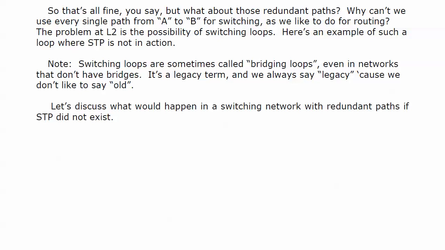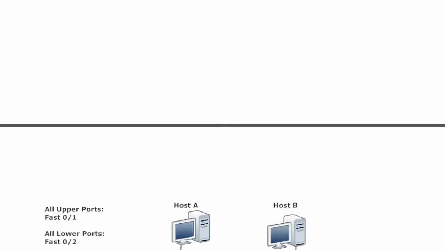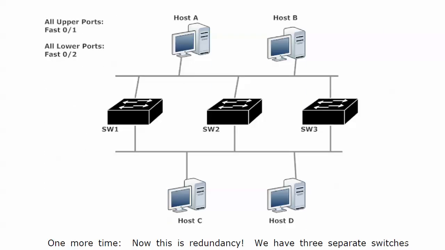And the first thing I want to show you is a walkthrough of a situation where the Spanning Tree Protocol is off. And just a quick note here, switching loops are sometimes called bridging loops. I will probably go back and forth between the 2 terms here just to get you used to that. This is true even in networks that don't have bridges, which is most of our networks. It's a legacy term, and why do we say legacy? Because we don't say old. Let's take a look at this network and see what would happen if STP did not exist.